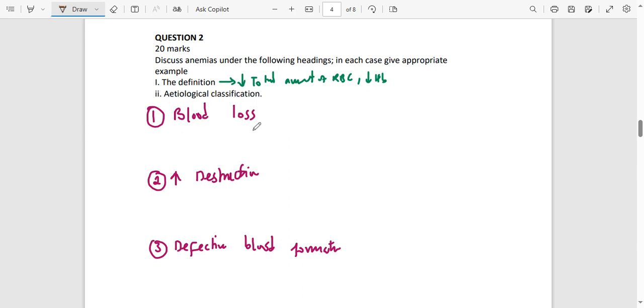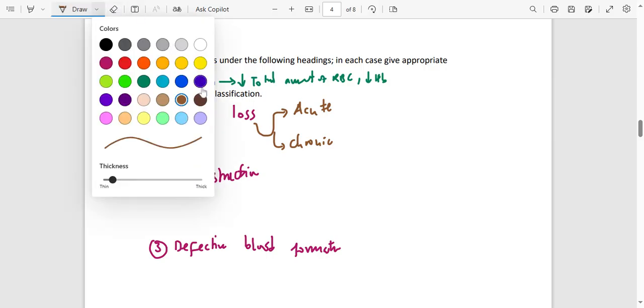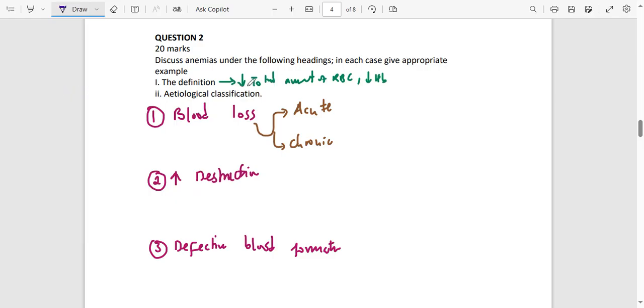So we can split this into acute or chronic. Now, when we are talking about acute blood loss, it's a blood loss that is happening within a short period of time. And when you're talking about this one, what can lead to that sudden loss in blood? There are different things. You can have external forces or internal forces.